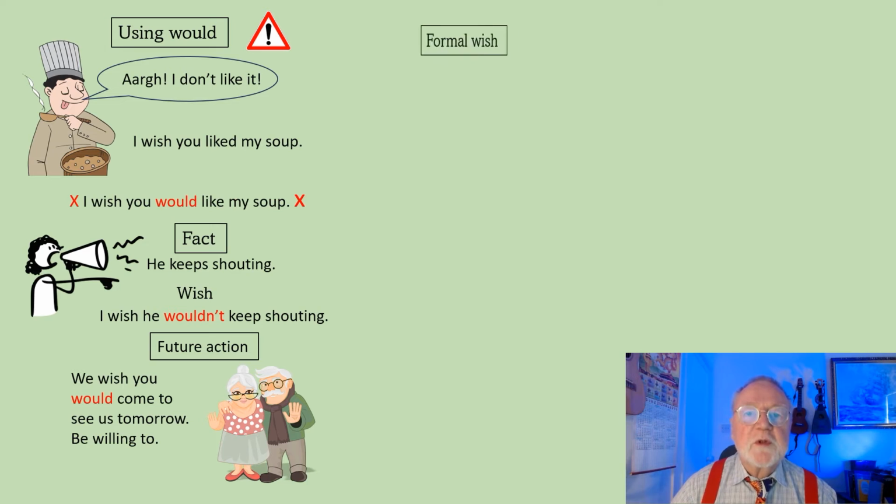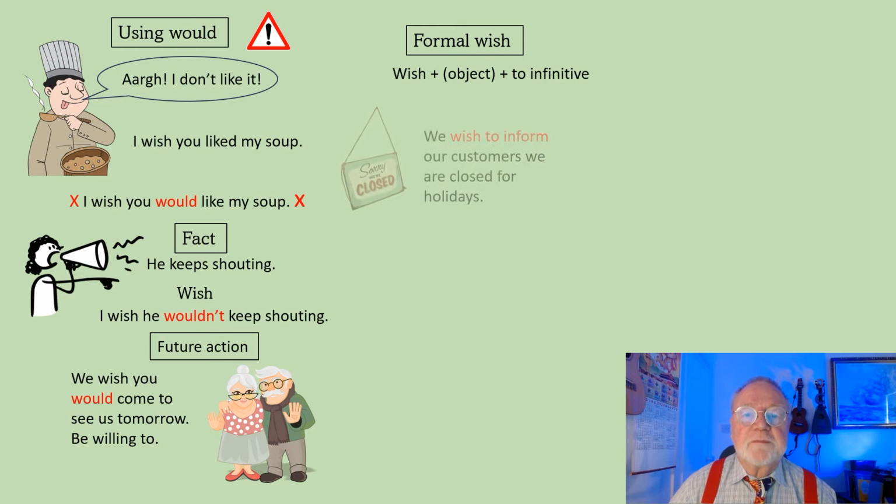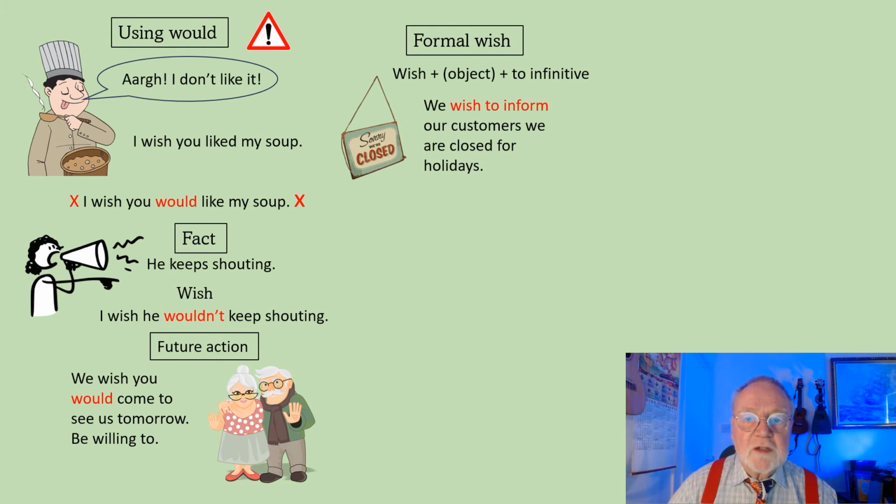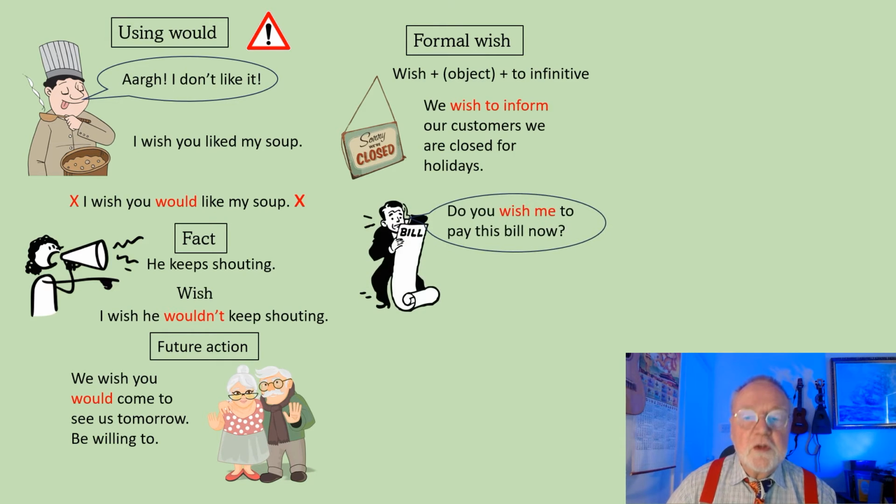Wish can sometimes be used in a formal way, especially in business English and notices. The structure is wish plus sometimes an object, but not always, and a to infinitive. We wish to inform our customers we are closed for holidays. So we have simply here wish plus an infinitive, no object. Do you wish me to pay this bill now? Me is an object, so we have the structure wish, object, and to infinitive.